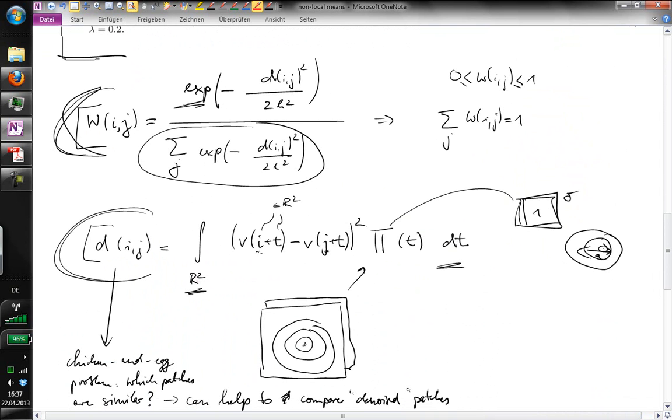So of course, in a discrete image, we don't have an integral, but we have a summation. And the V's here are really, for gray value images, just the intensities at those locations. Yes? Yes, T is a 2-vector, so it indexes the location in the image.